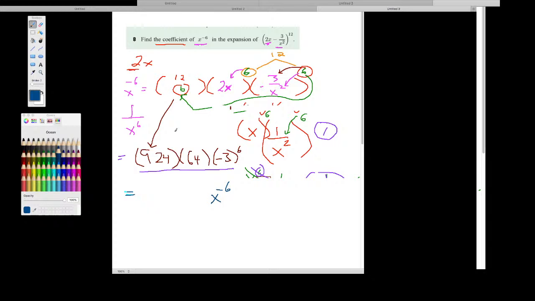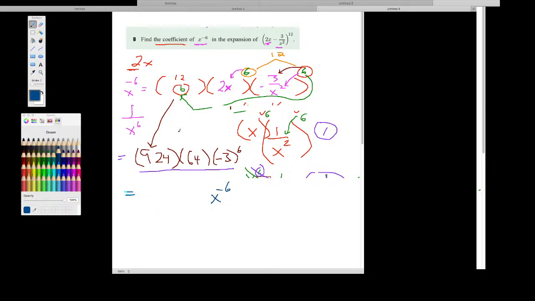All right, so if you want, I can multiply that number just to check. 924 times 64 times negative 3 to the power of 6. Make sure you wrap up your negative 3 to the power of 6, because it'll give you a positive number. Wow, it's crazy high.